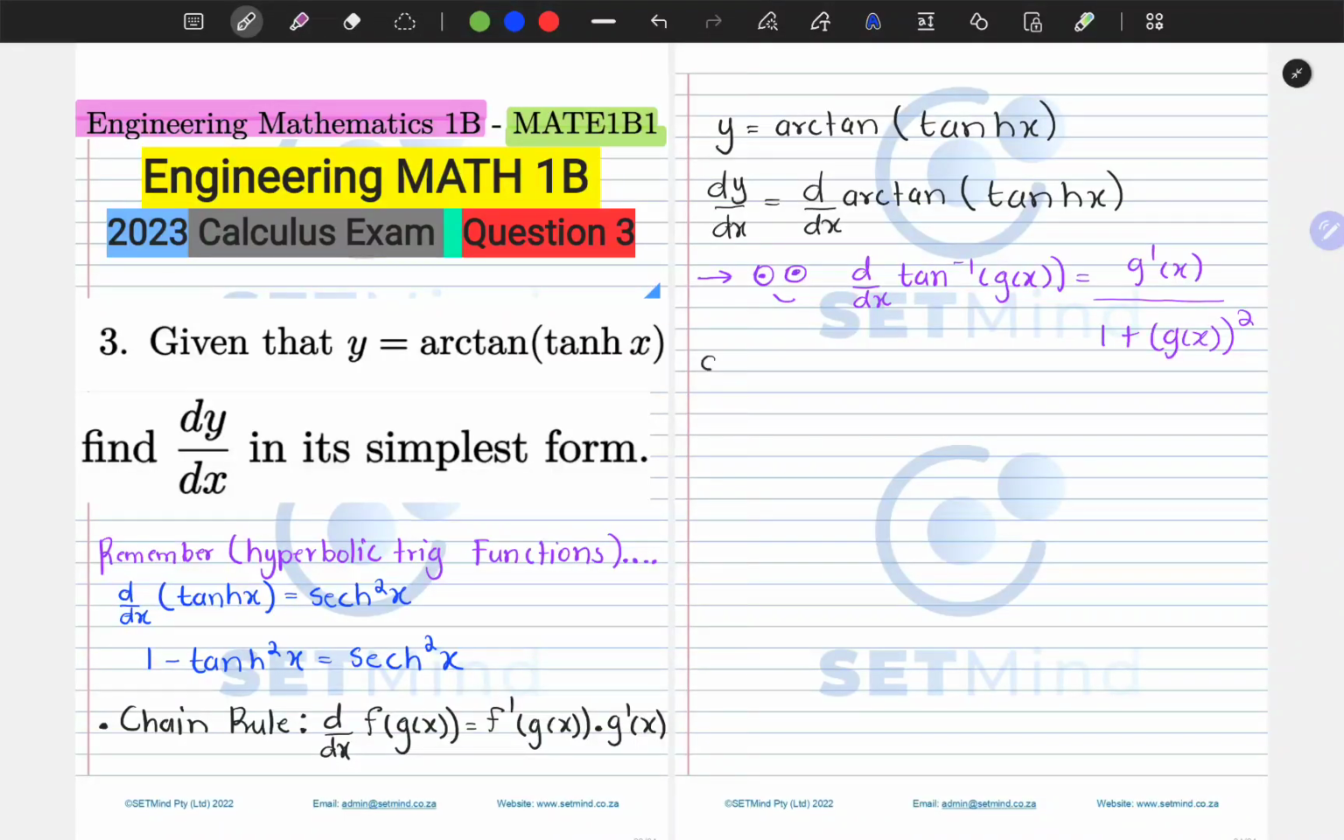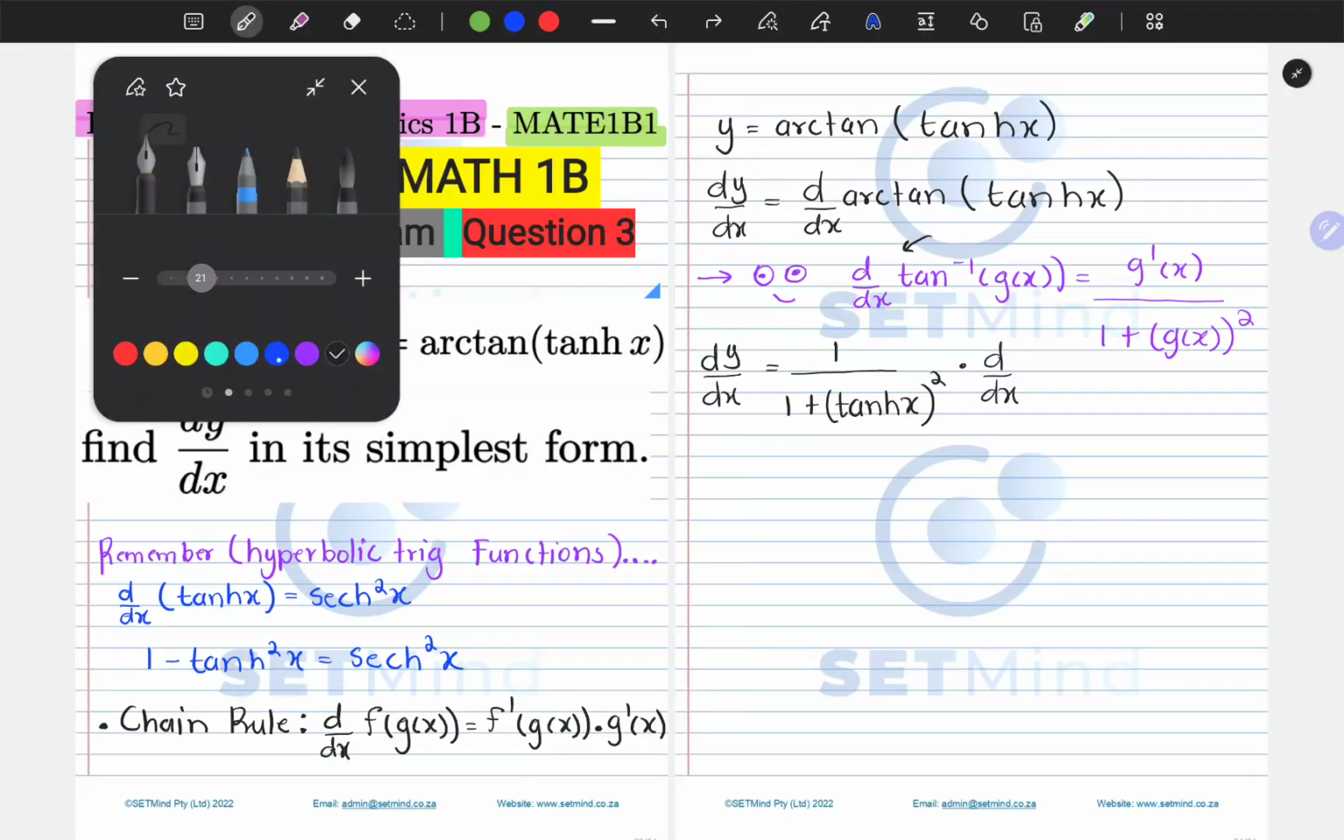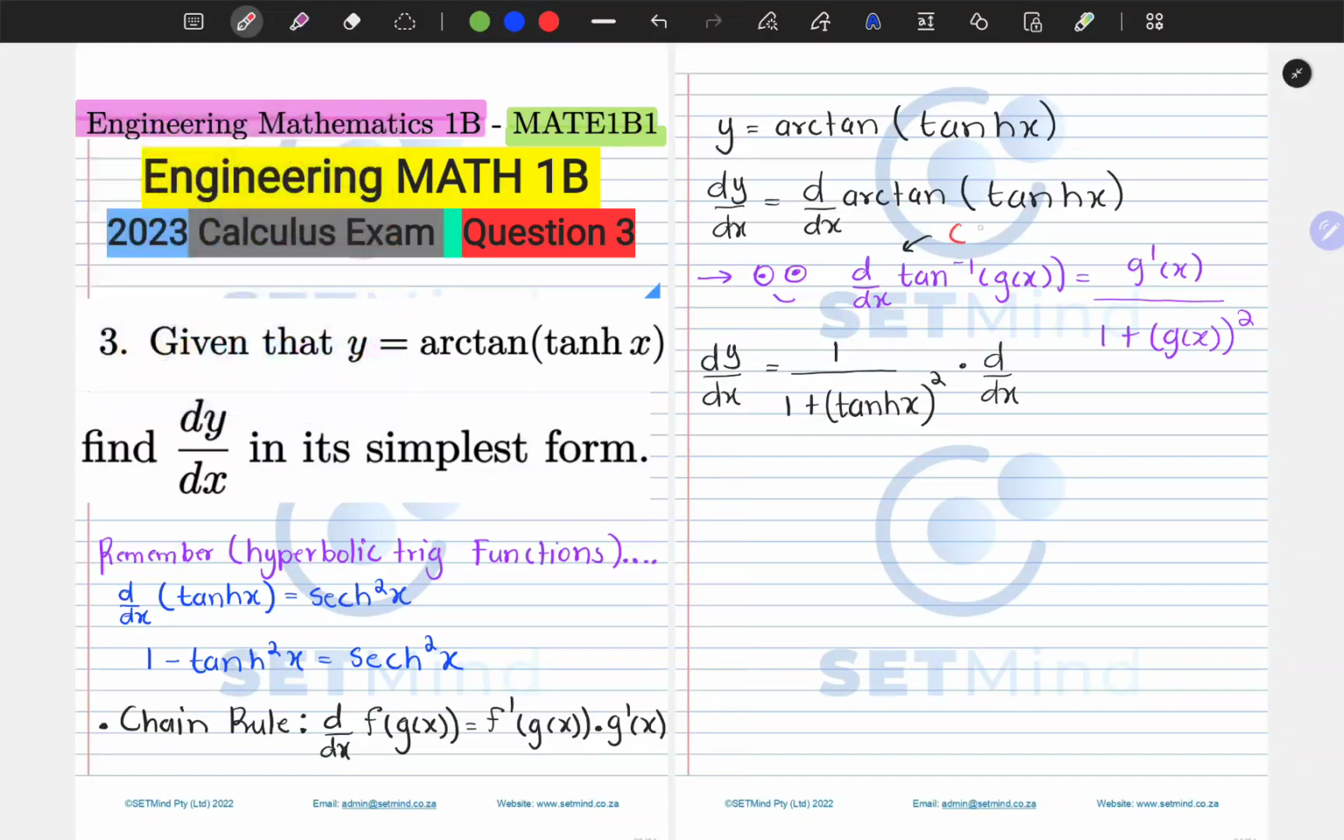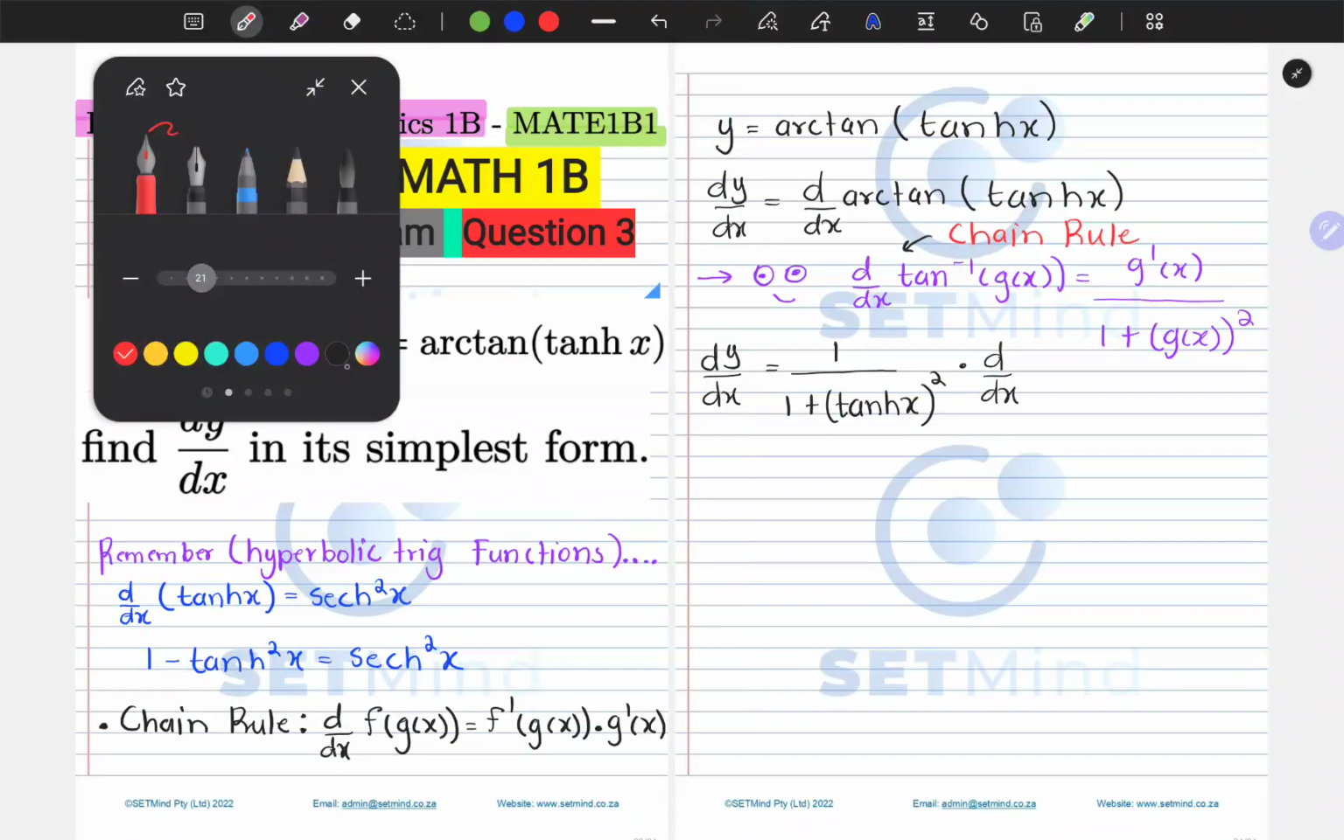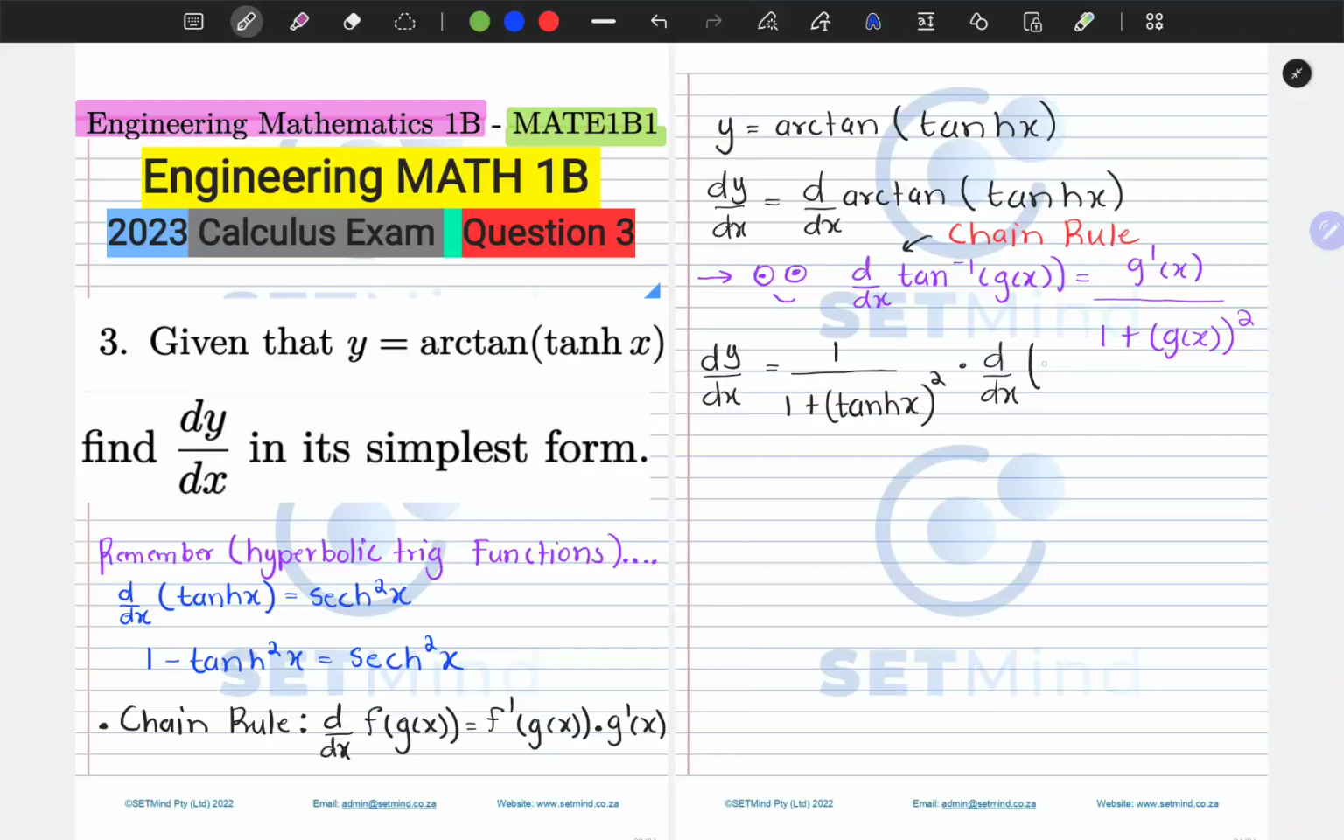This means on the left hand side we have dy/dx equals, and on the right hand side we have 1 over 1 plus hyperbolic tan of x all squared, then we multiply by, according to what I wrote here, the chain rule. So let's make a note of that. What I'm using here is the chain rule, so I'm just going to multiply by the derivative of that hyperbolic tan.